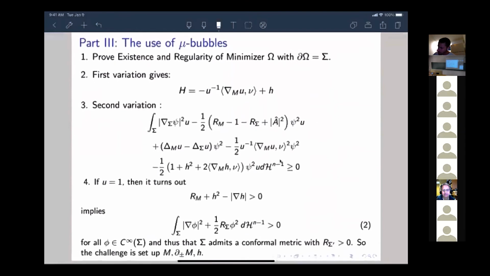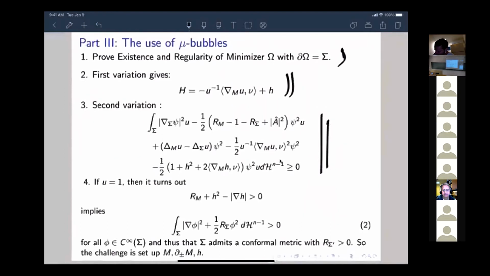So yeah, on the general use of mu bubbles, you've got to prove existence and regularity of minimizers, but that's not so hard in view of the geometric measure theory that's already available. The first variation leads to a mean curvature that looks like this. So you have a prescribed mean curvature equation. The second variation looks like this. So that's a little more complicated to handle.